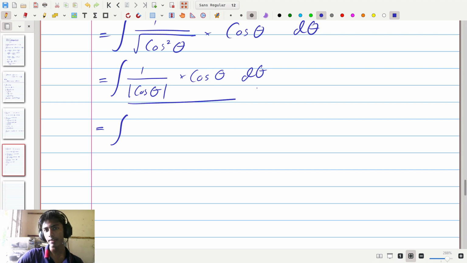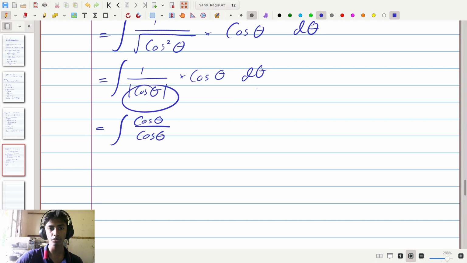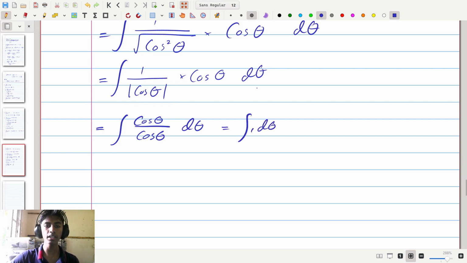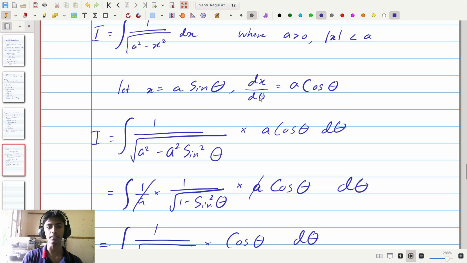So what we really have here is the integral of cosine theta divided by cosine theta, because the absolute value of cosine theta is the same as cosine theta, integrated with respect to theta. Cancelling these out, we can see this is equal to the integral of 1 d theta, which is simply theta plus c.